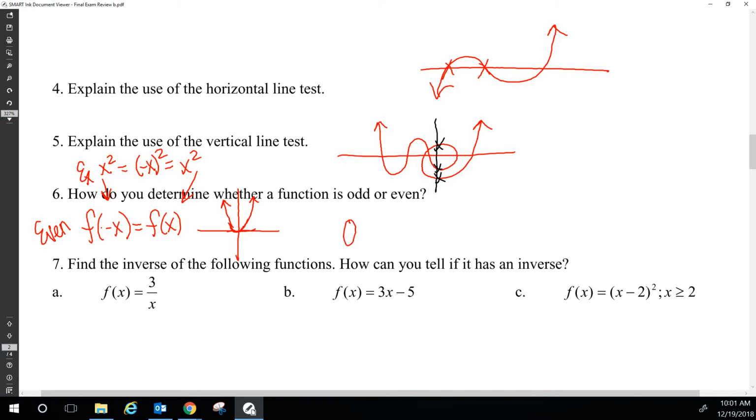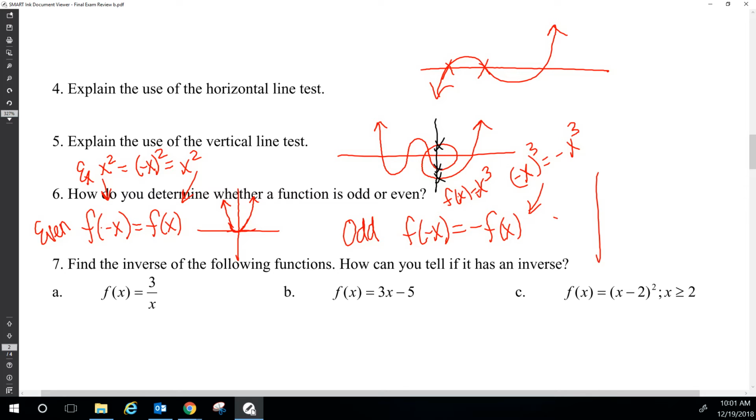All right, for our odd function, algebraically, if I plug a negative x into my function, I should get back a negative y value, so negative f of x. An example of this one would be x cubed. If I plug in negative x, I'd have negative x cubed. And so that would be negative x times negative x times negative x, and that's negative x cubed. So this is odd. And graphically, that looks like this. It needs to be symmetrical across the origin. So this piece here is a mirror image of this piece.